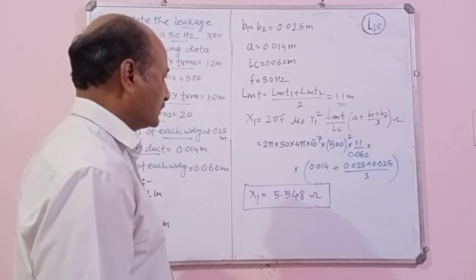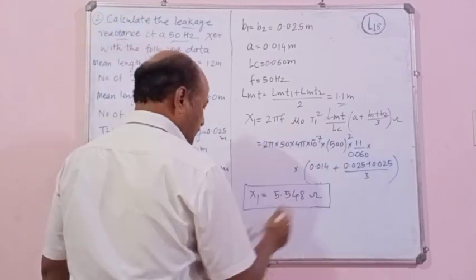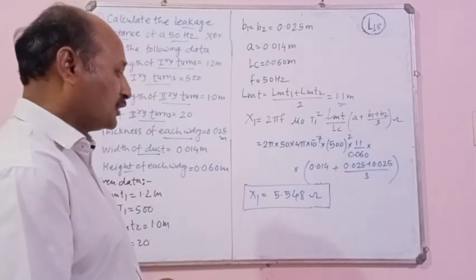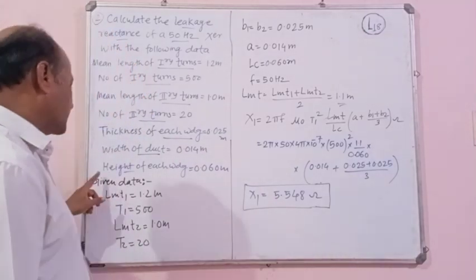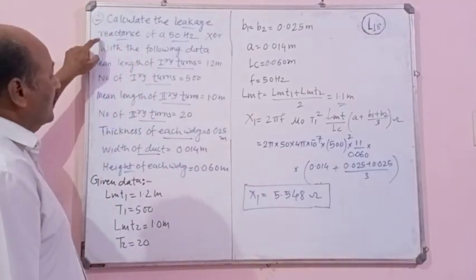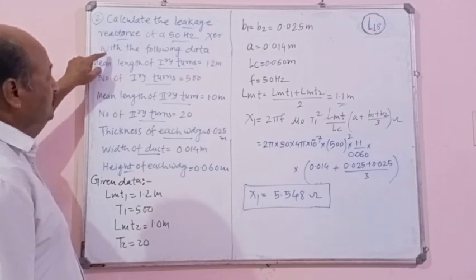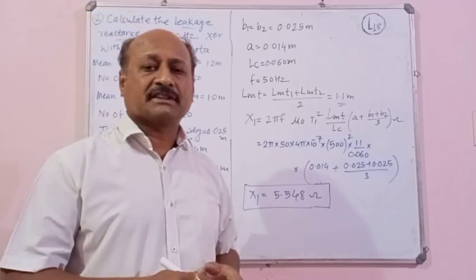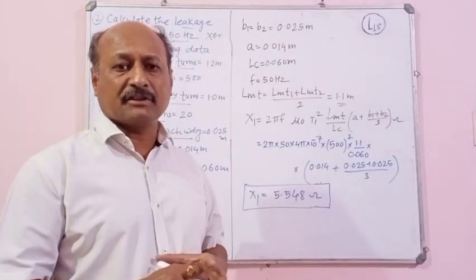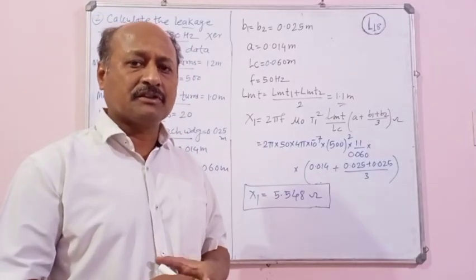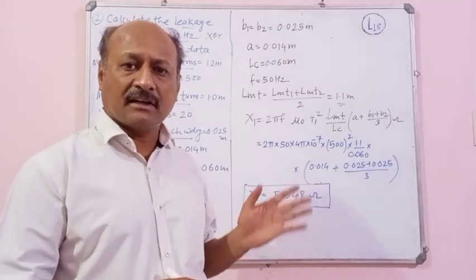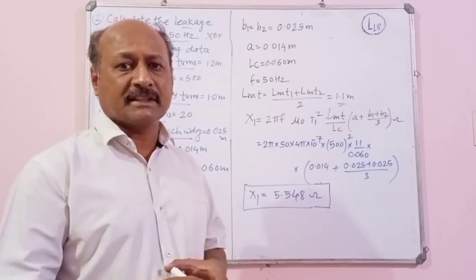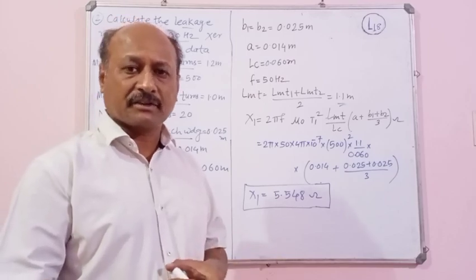If you calculate all the values, you will get X1 equals 5.548 ohm, the leakage reactance of a 50 Hz transformer using the data given. So this completes our second numerical. In the next lecture, we will see more numericals on leakage reactance referred to primary and secondary with the help of the data given. Okay, thank you class.